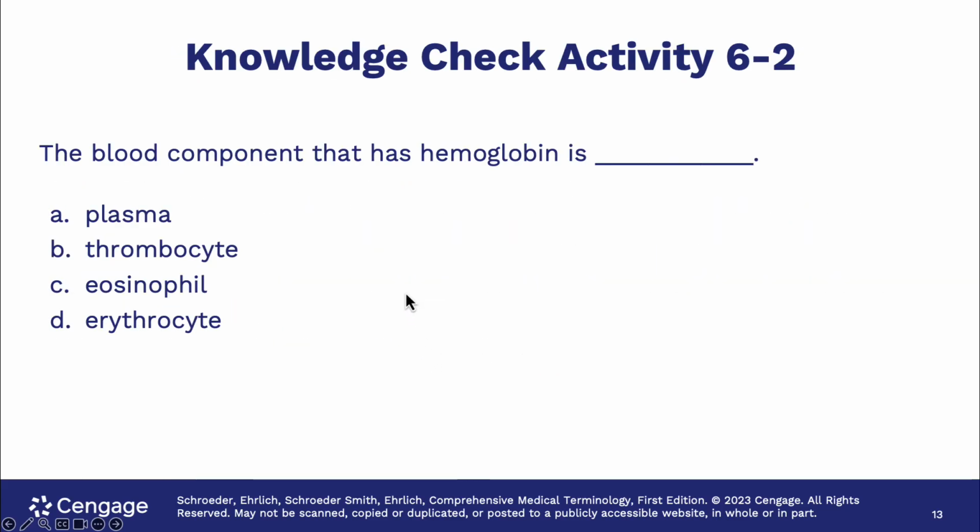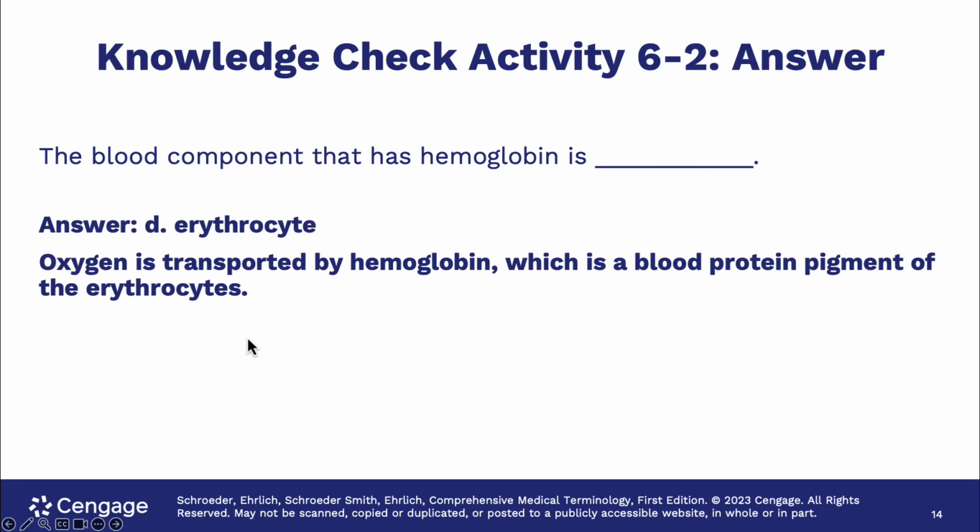Okay, the blood component that has hemoglobin is, okay, so let's think about this. Hemoglobin, we know, is a molecule that attracts oxygen and transports it in the blood. And I mentioned earlier that one of these types of cells is rich in hemoglobin. I may have called them red blood cells when I did that, but they are the erythrocytes that are rich in hemoglobin. Hemoglobin is very important for transporting oxygen.